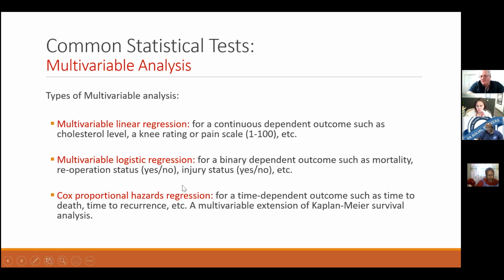These are really the only 3 you're ever going to see. There are definitely more fancy ones like mixed models, generalized estimating models that are for longitudinal data measured over time. You'll see those as well, but these are the big three you typically will see in most papers.